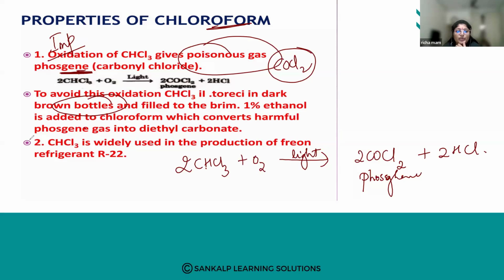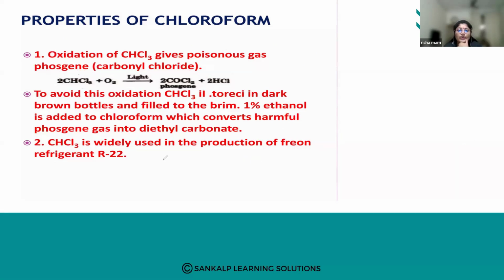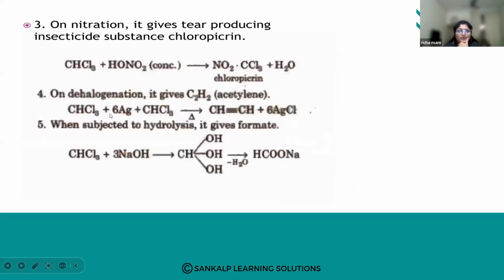And where is this chloroform used? It is used in the production of freon refrigerant. So very important, they will ask you where the chloroform is used. It is used in the freon refrigerant R22. Okay, so remember this. So these are the properties of your chloroform.